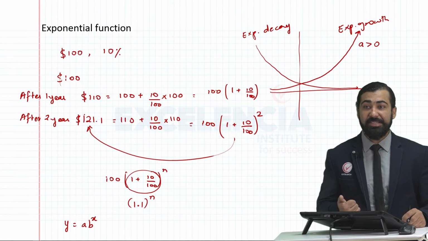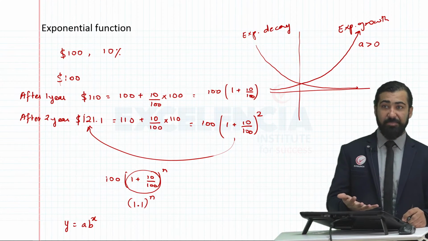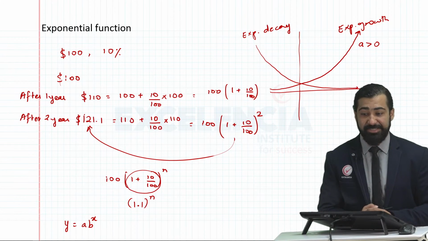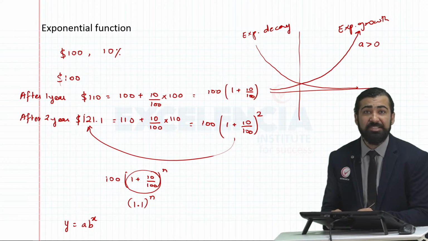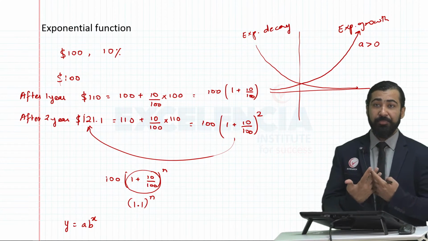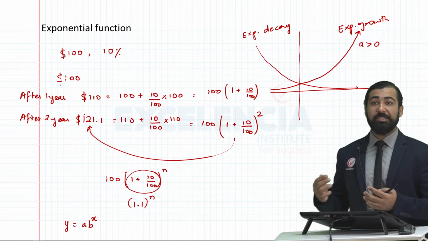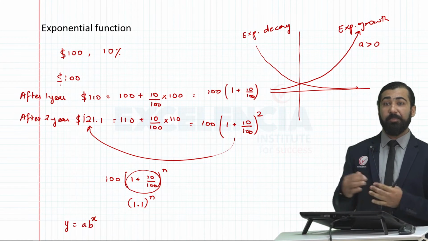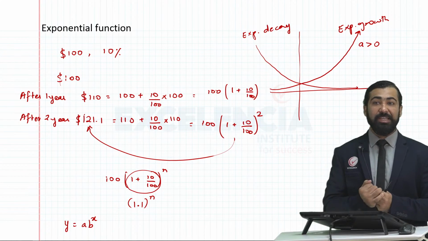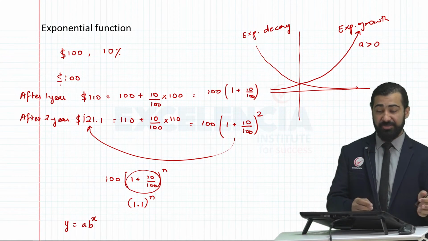Now, when I take x as 0, let's say x represents number of years, b to the power 0 becomes 1, a into 1 is a. So a represents my initial value. Suppose I'm talking about capital, what's my initial capital in the bank? If I'm talking about population of bacteria, what was the initial number of bacteria in the culture?